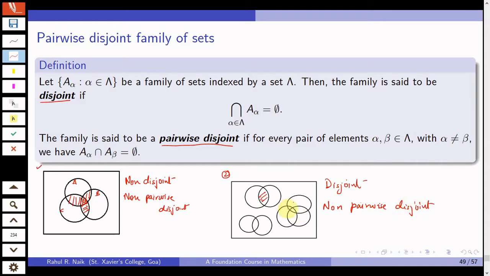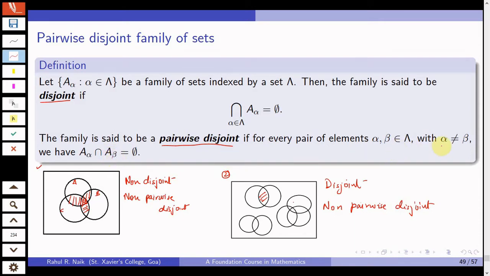So I hope the definition of disjoint and pairwise disjoint family of sets is clear to you all. Now, one important thing that I want you to observe here for this pairwise disjoint. For any alpha, beta in the index set, we say that whenever alpha is not equal to beta, A alpha intersection A beta is equal to empty. In that case, the given set is pairwise disjoint. So we say that it is pairwise disjoint whenever alpha is not equal to beta implies A alpha intersection A beta is equal to empty.